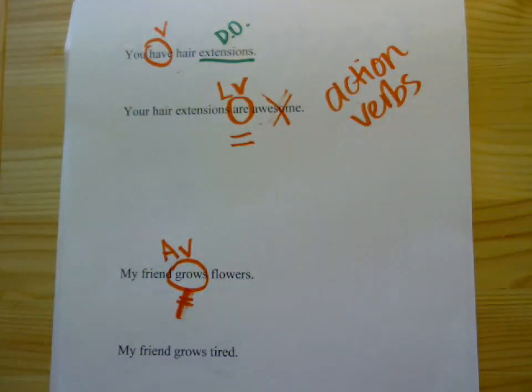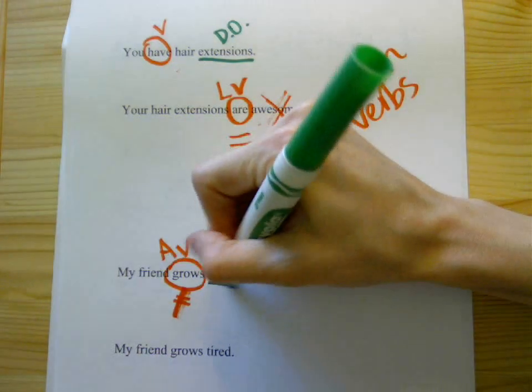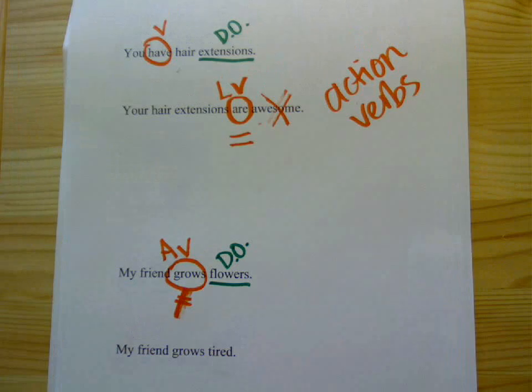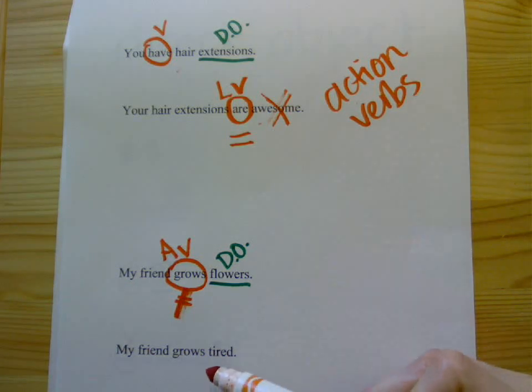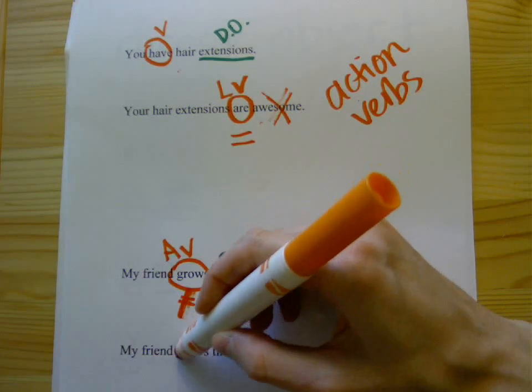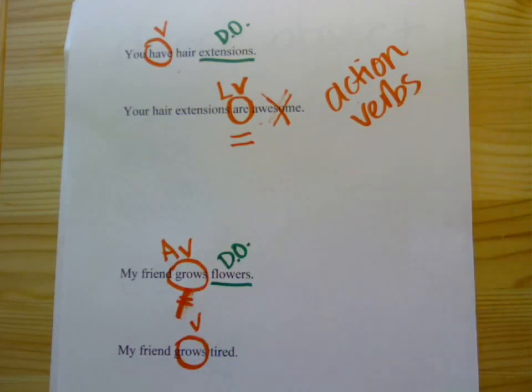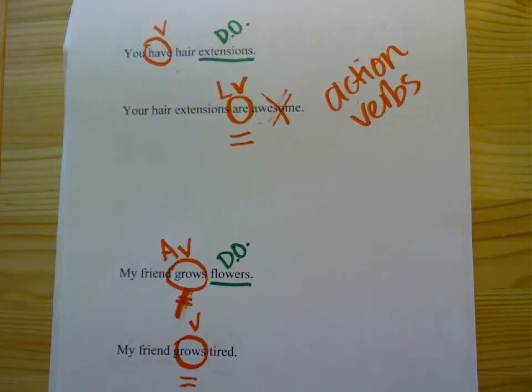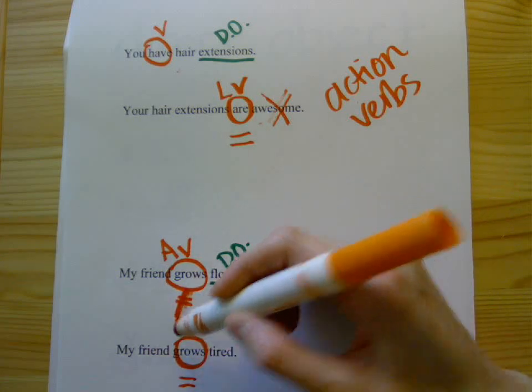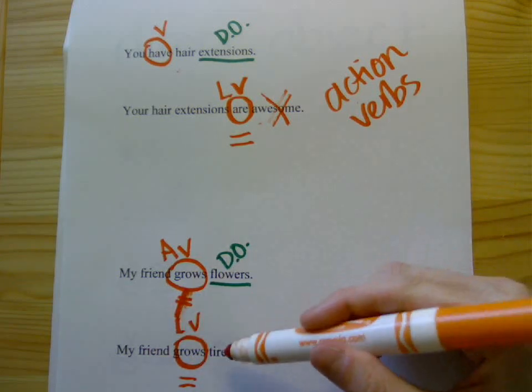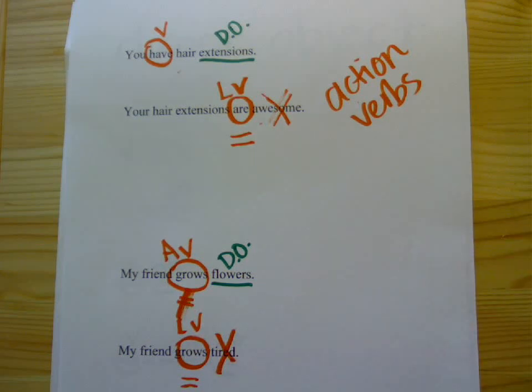Okay, so now we can say to ourselves, my friend grows what? My friend grows flowers. That is your direct object. Now in the next sentence, it looks the same, right? My friend grows tired. Same verb. We'll circle it. But let me ask you, is this an action verb or a linking verb? Could you put an equal sign there? My friend equals tired. Yeah, that actually is going to work. So here, this was sneaky of me, you have a linking verb, which means this is not a direct object.